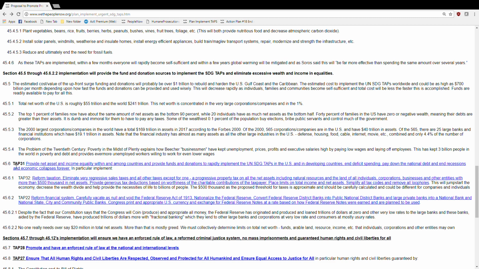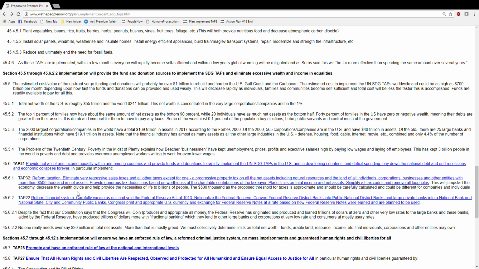500,000 as a proposed threshold should be carefully calculated. So maybe it'll probably be different for business. And that's net assets. If you have a house that's worth 500,000 and you got a mortgage for 400,000, your net assets are only 100,000.